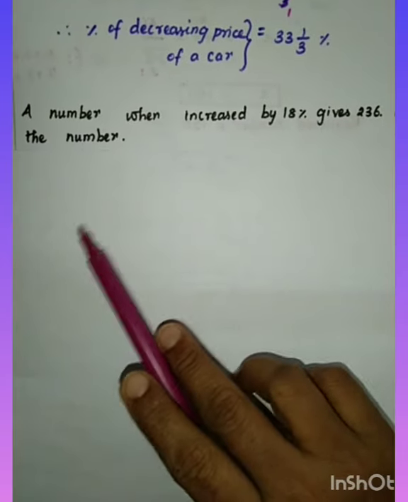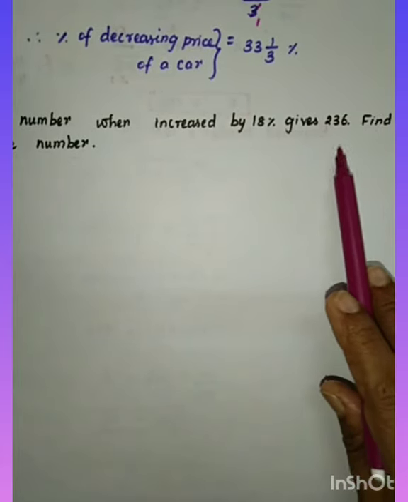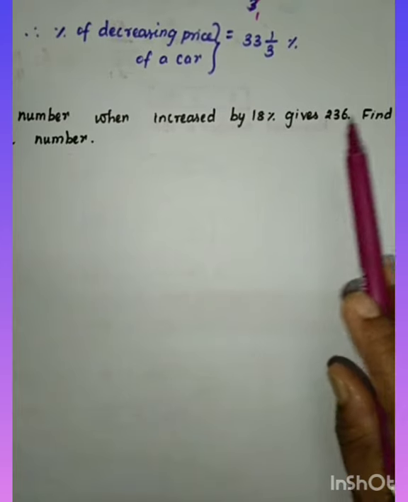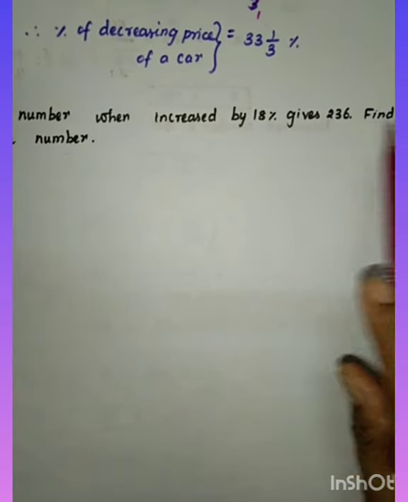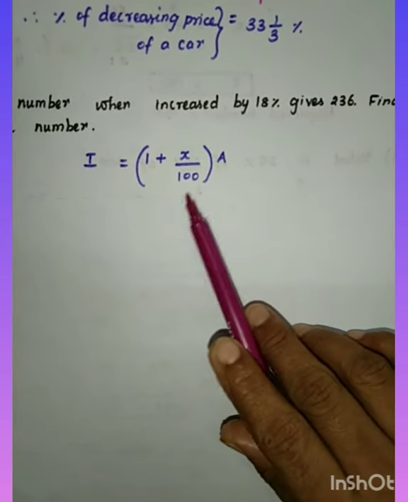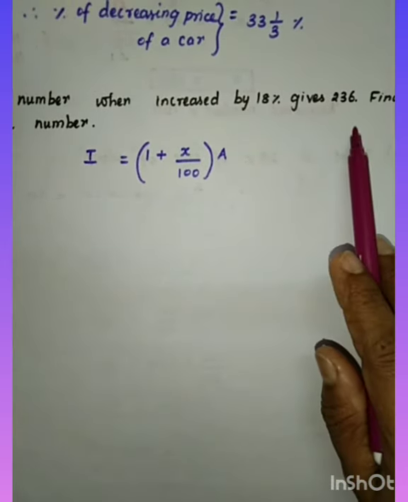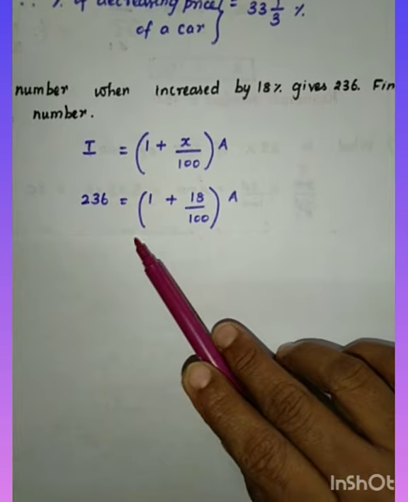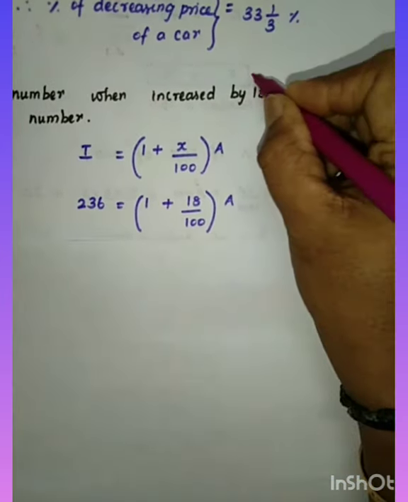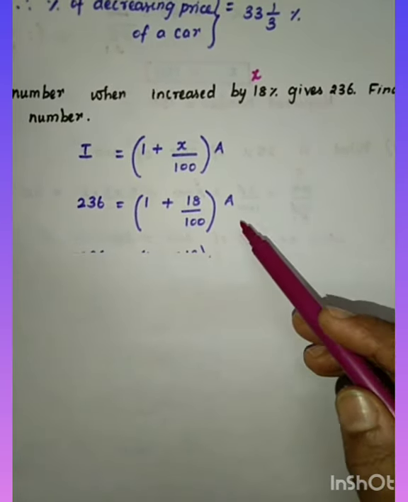Seventh problem, a number when increased by 18% gives 236. Find the number. Increased percentage is given and the increased value is given, that is find the number. So formula is I equal to 1 plus x by 100 into a. Here I, the increased value, is given as 236 equal to 1 plus x percentage, here 18. So this is x value. So 18 by 100 into a. We are going to find out the value of a.